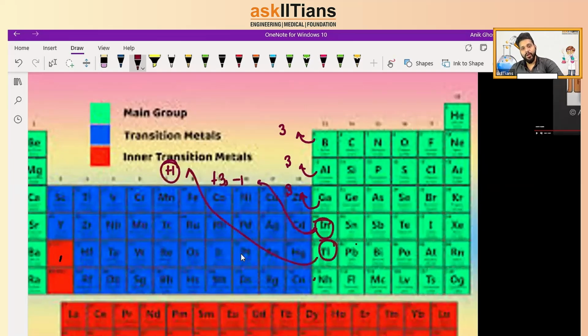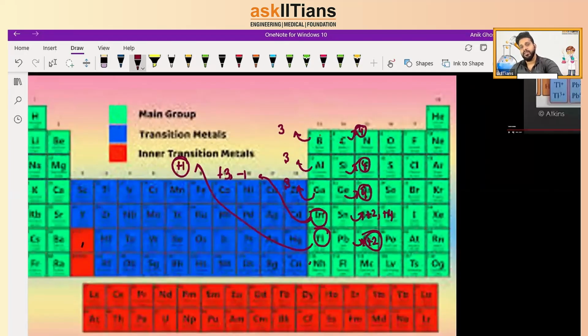Now, similarly, if I talk about this group 14, everybody shows valency 4. Silicon also shows valency 4. Germanium also shows valency 4. But when we come to tin, it can show valency 2 and valency 4. And lead can show only valency 2 because of the inert pair effect only, right? So this is the main topic of discussion about the oxidation numbers that we get to see.